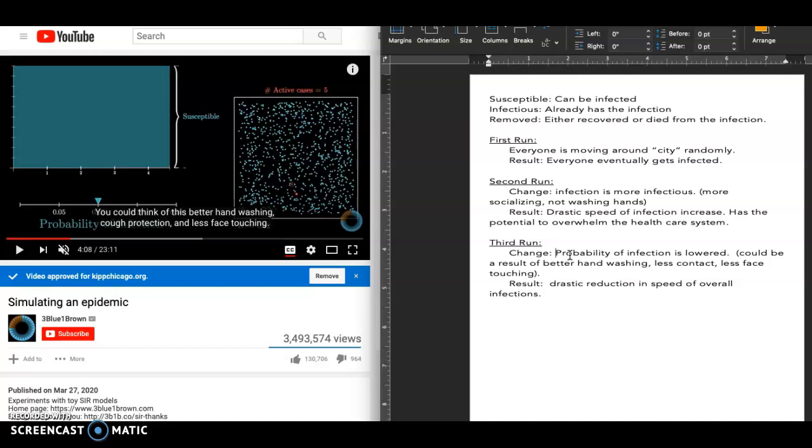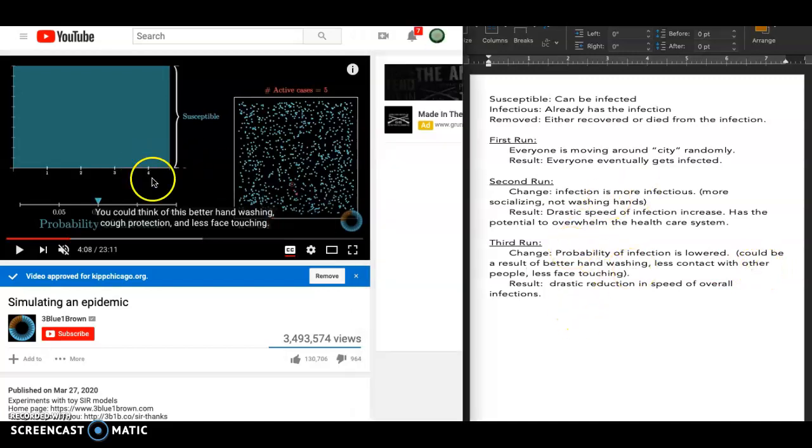Now, the next run is this person lowered the infection probability, which means the chances of you getting sick are now lower in the simulator. In the real world, that could connect to constantly washing your hands, less contact with other people, and also less face touching. And then let's see the result here.